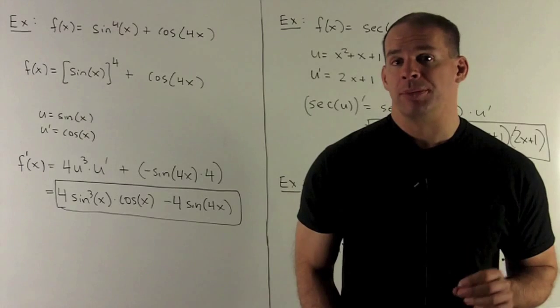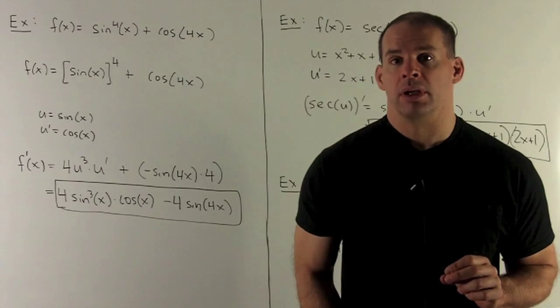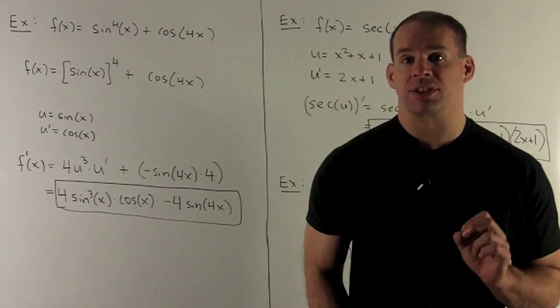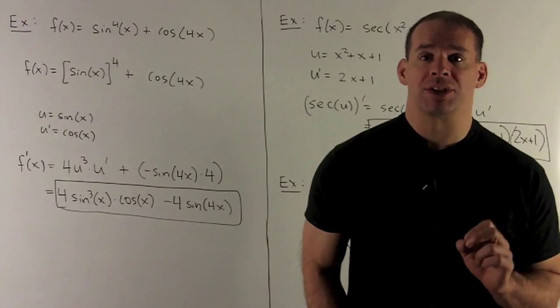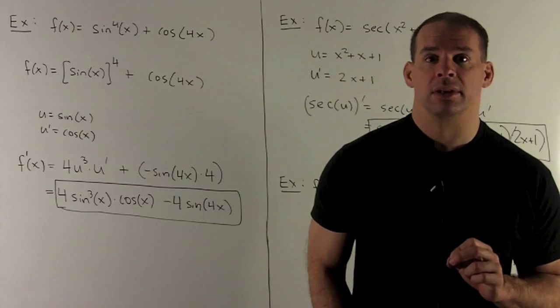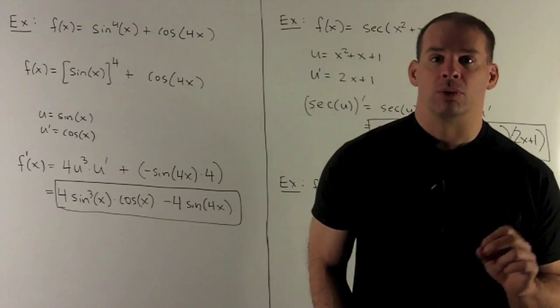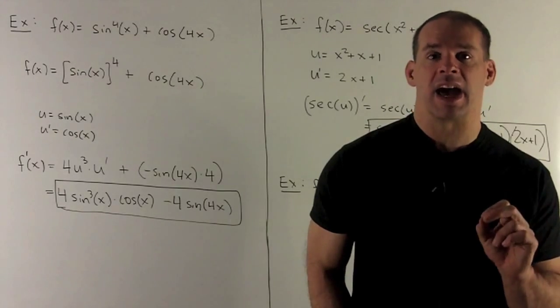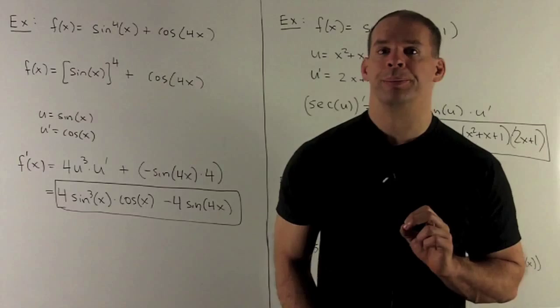Let's apply the chain rule to some trig functions. For my first case, let's consider f of x equal to sine x to the fourth power plus cosine of 4x. First thing we want to do, rewrite the sine x to the fourth power so that it looks like a clear inside and a clear outside.